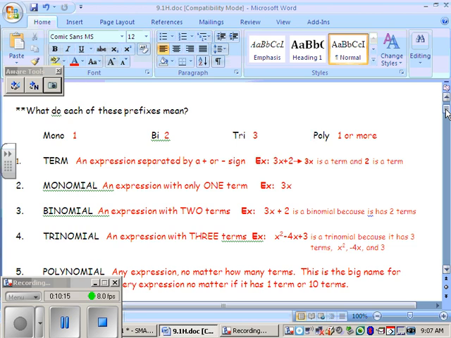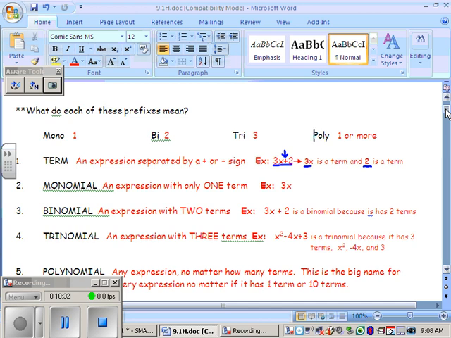Okay, some of the other things, the word term. Term is an expression separated by a plus or a minus sign. And it shows you here that for 3x plus 2, 3x is a term and 2 is a term because those are separated by that plus sign.